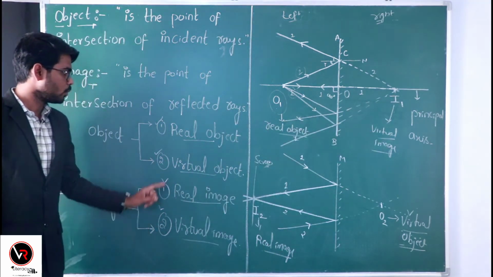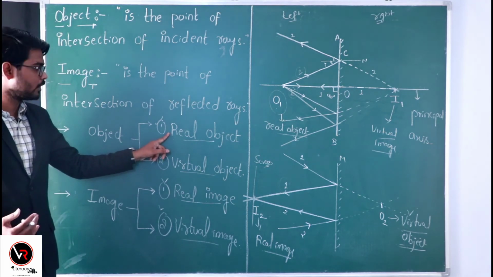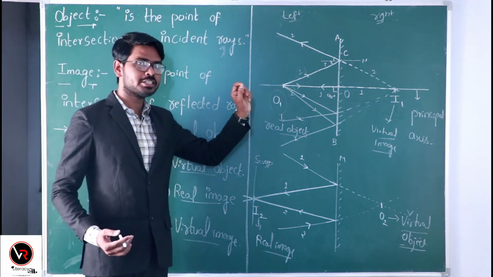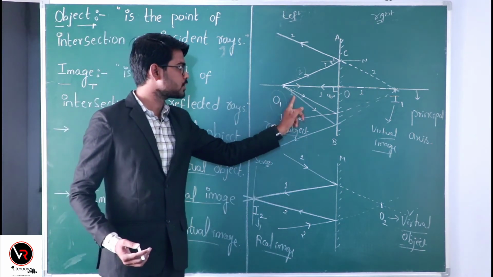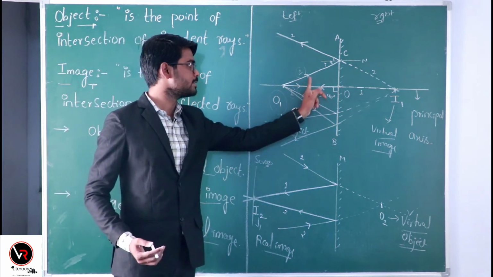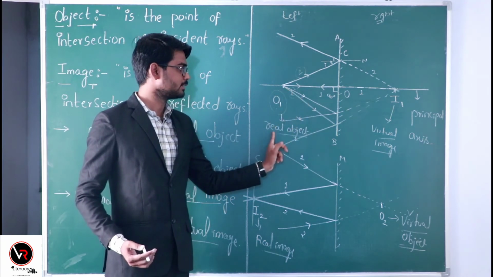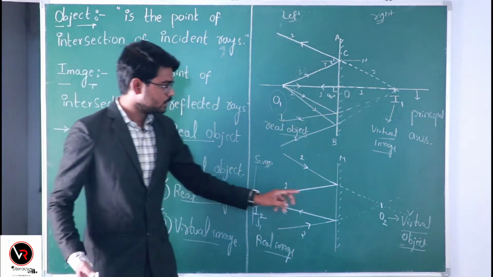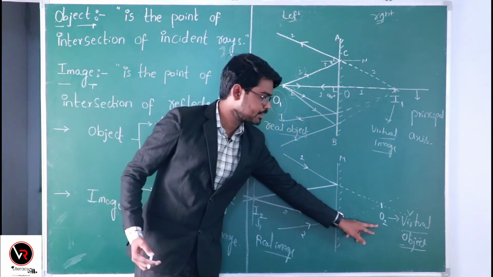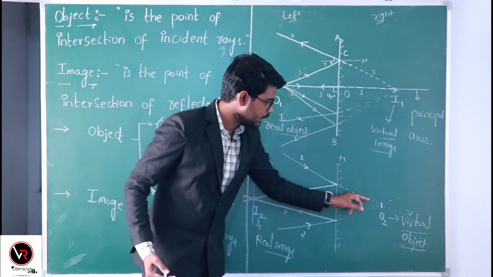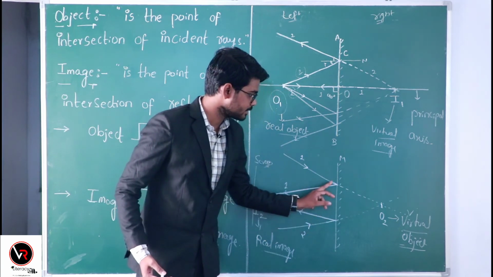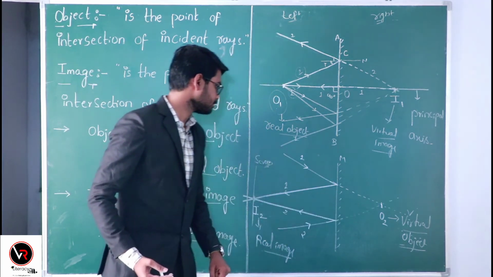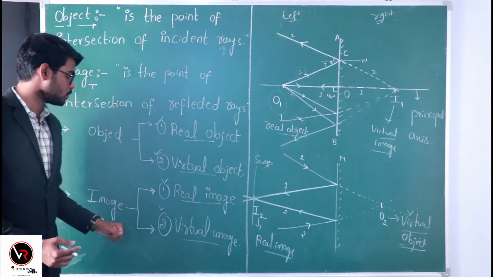Just recalling: a real object is formed due to actual intersection of two or more incident rays. So what is a virtual object? O2 is the virtual object, which is formed due to intersection of extended incident rays. These are the extended incident rays, and on intersection they form the virtual object.